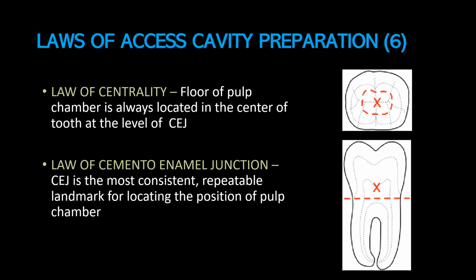Laws of access cavity preparation. Law of centrality. Floor of pulp chamber is always located in the center of tooth at the level of CEJ. Law of cemento-enamel junction. CEJ is the most consistent, repeatable landmark for locating the position of pulp chamber. It is explained in the pic.